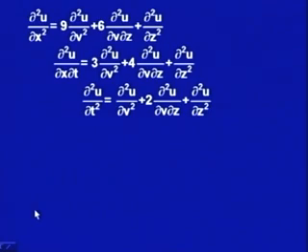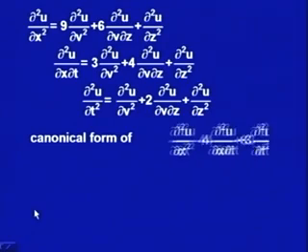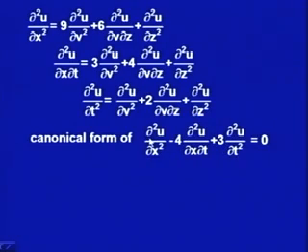Now, substitute this in our given equation to find out the canonical form. So, the given equation is ∂²u/∂x² minus 4 times ∂²u/∂x∂t plus 3 times ∂²u/∂t² is equal to 0.